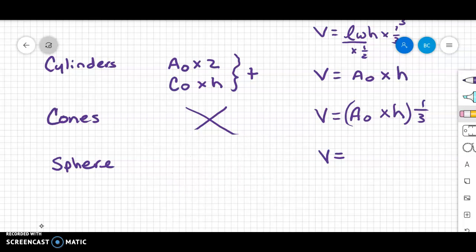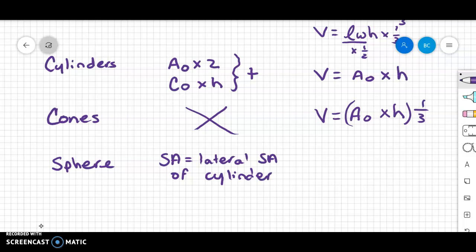Find the surface area of a sphere. So next up is the sphere, and we learned in one of the videos that the surface area of the sphere is equal to the lateral surface area of the cylinder that it would fit inside. So we have to go back to what we know about the lateral surface area. That was the diameter of the circle. So the diameter is 2 times the radius times pi times the height of the sphere.